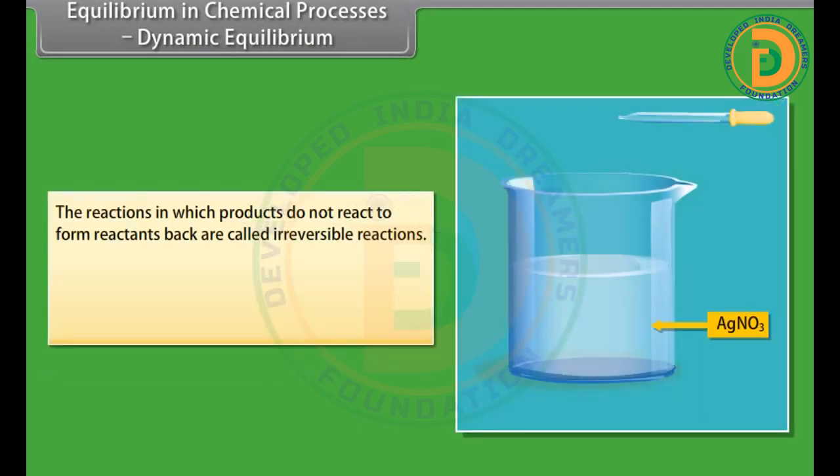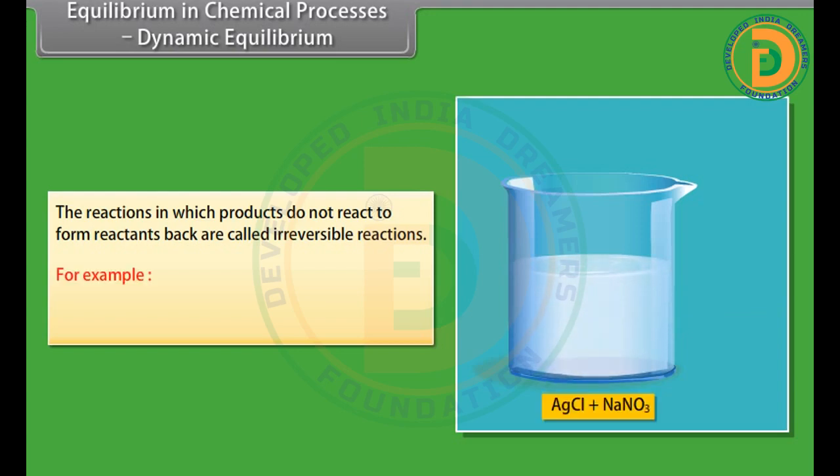Equilibrium in chemical processes. Dynamic equilibrium. The reactions in which products do not react to form reactants back are called irreversible reactions. For example, silver nitrate reacts with sodium chloride, giving rise to silver chloride and sodium nitrate.